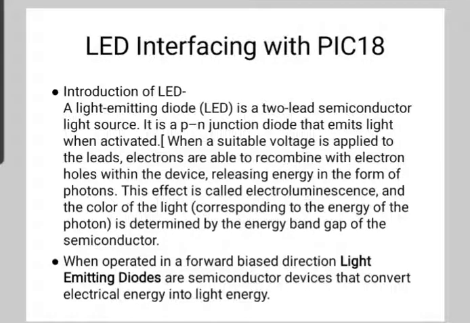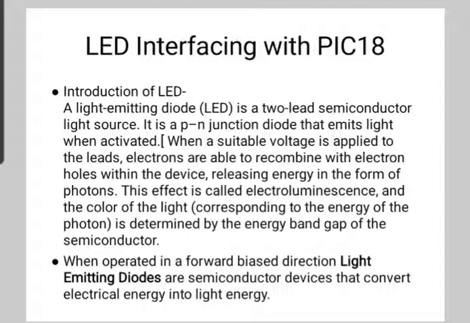So it is a 2-lead semiconductor light source. It is a PN junction diode which emits light when activated, and when a suitable voltage is applied to the leads, the electrons are able to recombine with the electron holes within the device, releasing energy in the form of photons. So this effect is called electroluminescence, and the color of light corresponds to the energy of the photon, and it is determined by the energy band gap of the semiconductor.